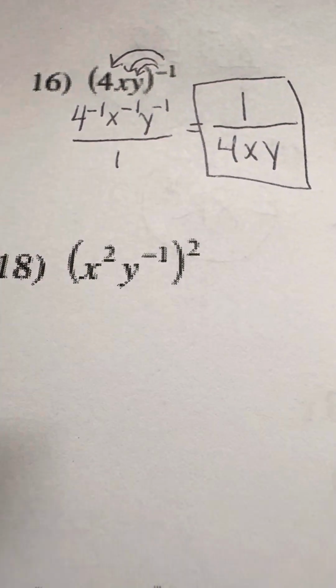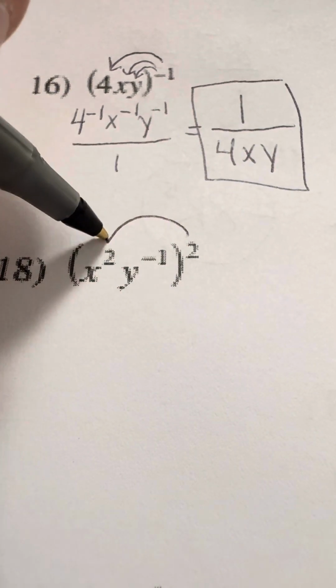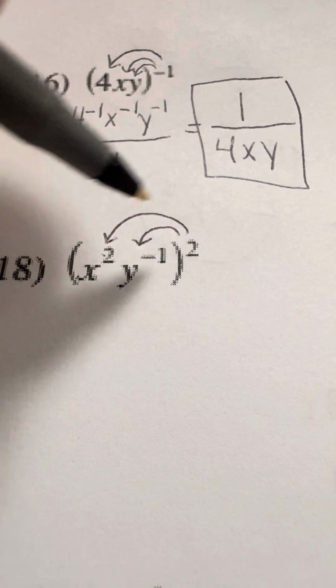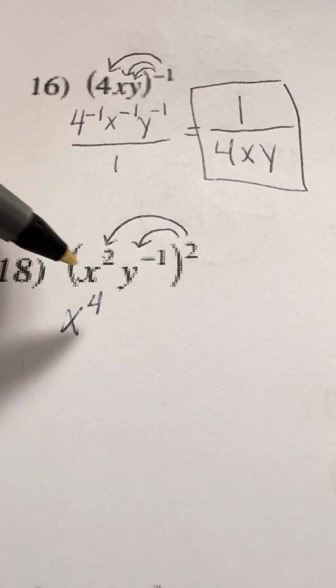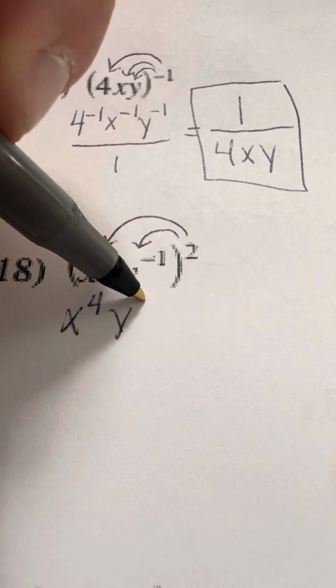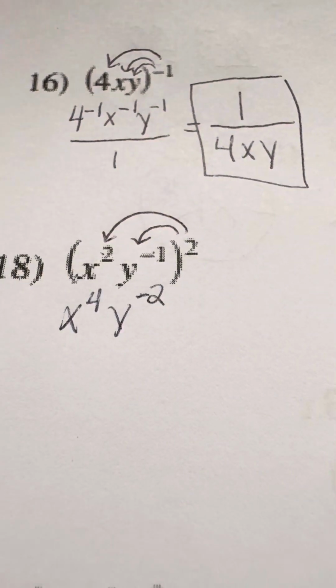One more quick one. X is going to have that 2 applied to it, as well as the y. 2 times 2 is 4, x to the 4th. And then we have -1 times +2 is going to be a -2 for the y's. Now the x is positive.